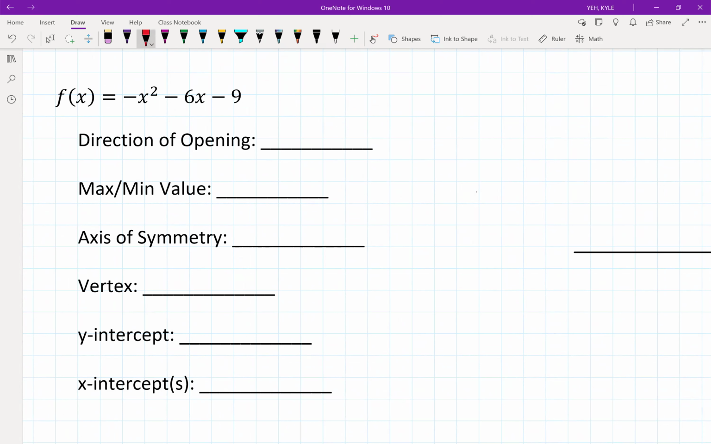All right, I'm going to assume you've tried this one. Direction of opening, A is negative. That means we are opening down. It's going to be a little frowny face, a little negative frowny face. And that means I have a maximum value. Don't know what it is yet, but we will find it soon.